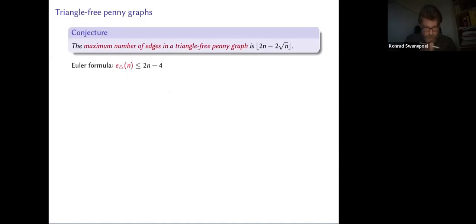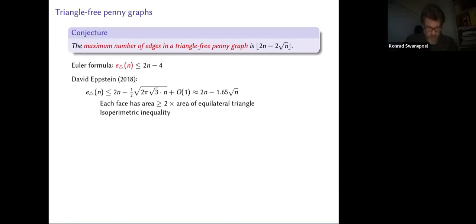So what is known? Well, the Euler formula gives you an upper bound of 2n minus 4. Any planar graph without triangles has at most 2n minus 4 edges. David Epstein worked on this problem, and he found an upper bound of 2n minus a constant times the square root of n. And this is essentially this isoperimetric idea.